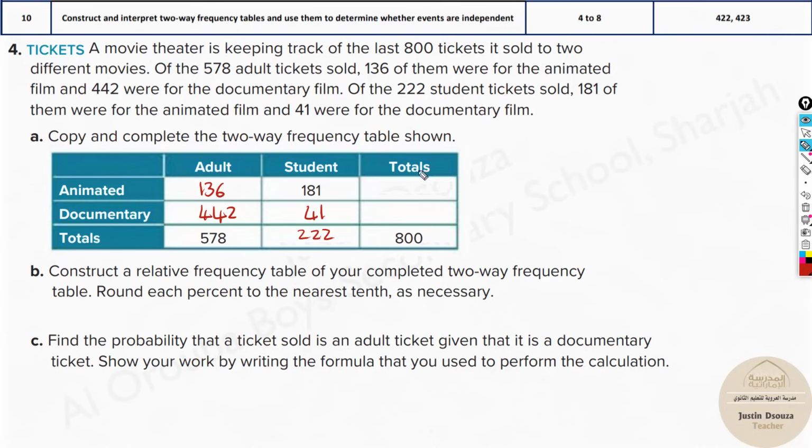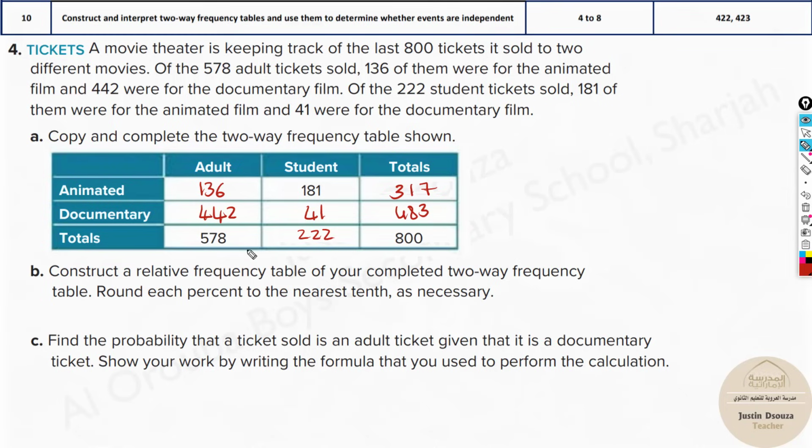So now over here, this right total is about adding it horizontally. 136 plus 181. So it'll be 7 here, 11, 1, 3. So it'll be 317. And what about this? It's going to be 483. So these are the totals horizontally, and vertically we write it over here. The horizontal gives us the total animated movie tickets. Documentary totals are over here, and vertical totals give us the adult tickets and student tickets. And this final total, if you add the totals, gives the total number of tickets. This is the two-way frequency table.